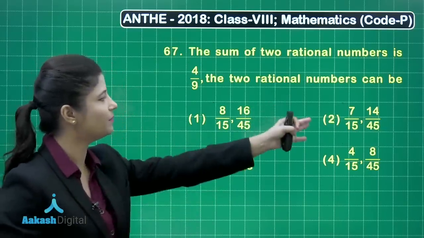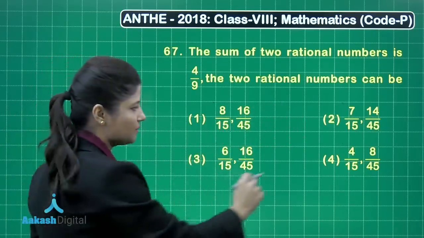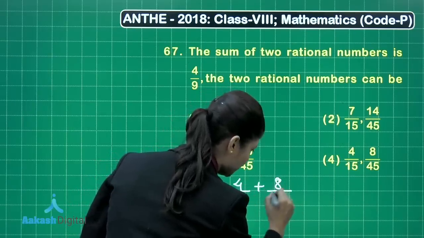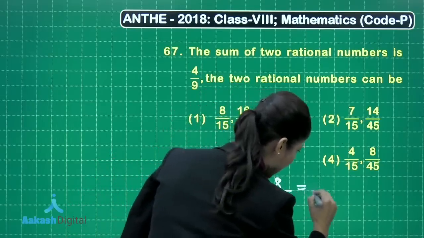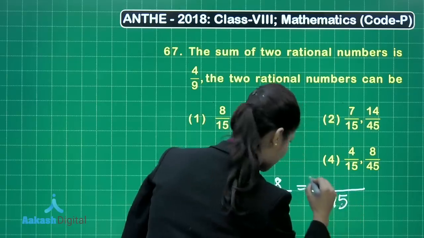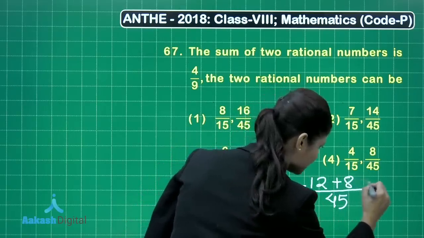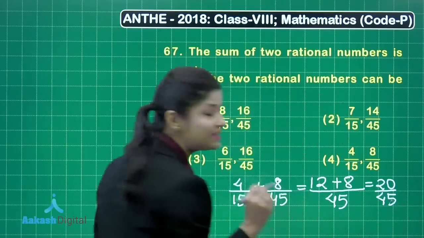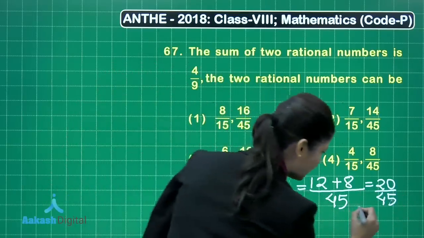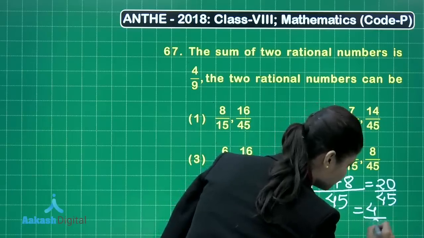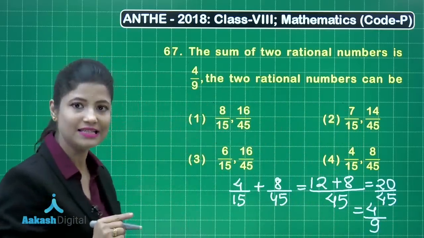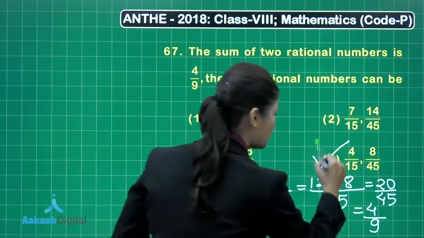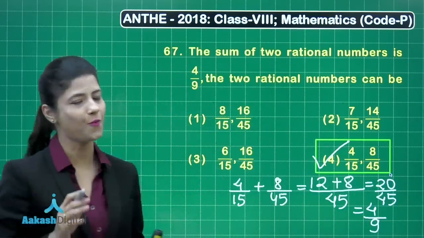In a similar manner, we will check the other options. When you come to option number 4, 4 upon 15 plus 8 upon 45 is taken as the sum, and here you get the LCM as 45. That gives 12 plus 8, that is 20 upon 45. And 20 upon 45 can easily be reduced by 5. On reducing it by 5, I obtain 4 by 9. That means this is the correct answer for the two numbers whose sum is 4 by 9. So the answer for this question is option number 4. I hope it is clear to you.